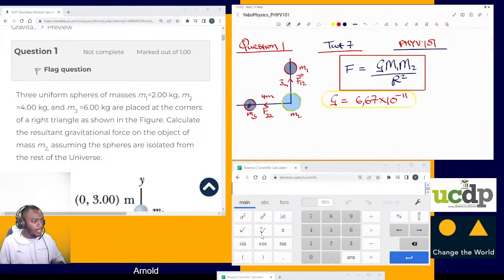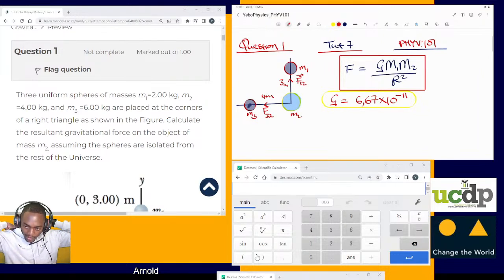All right, so the very first question, which is already shown on the screen, says there are 3 uniform spheres of masses M1 equals 2 kilograms, M2 4 kilograms, and M3 6 kilograms, placed at the corners of a right triangle as shown in the figure. Calculate the resultant gravitational force on the object of mass M2, assuming that the spheres are isolated from the rest of the universe. All right, so that's an assumption that we're going to take note of.